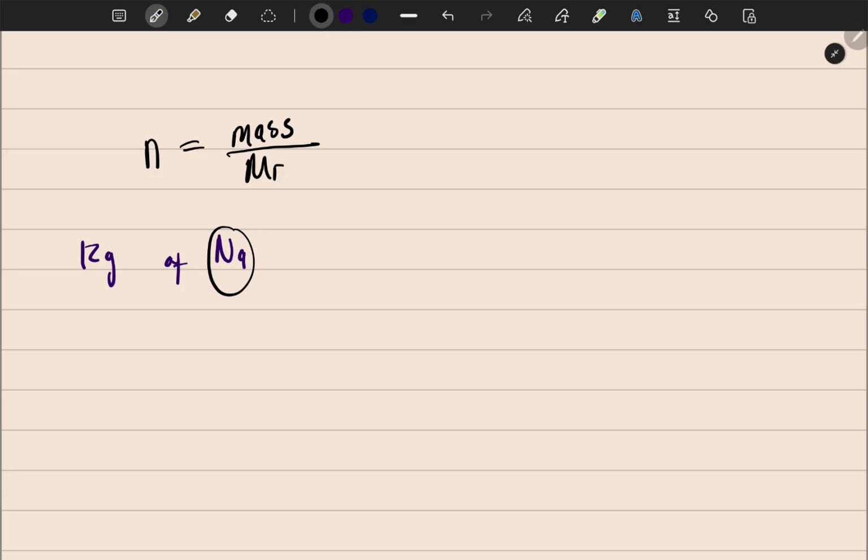where, let's say I want to find, the formula says number of moles is mass over Mr, right? So let's say you have 12 grams of sodium, and then please find how many moles this is. So what you're going to do, you would find the Mr of sodium, which is 23, I guess. Sodium should be 23, I think.